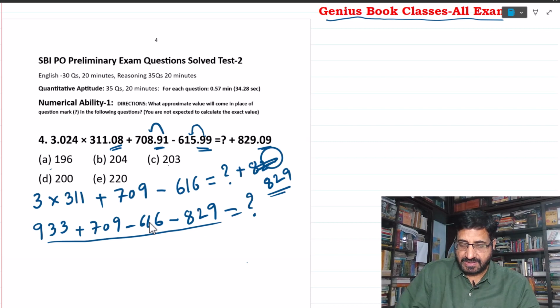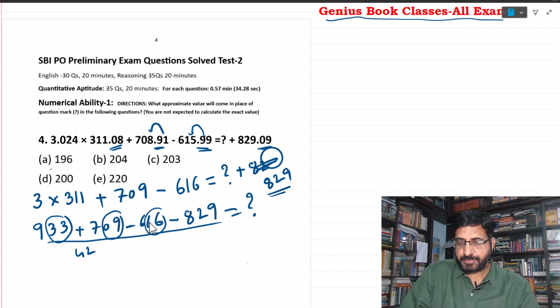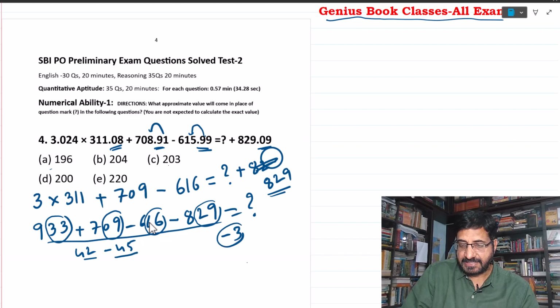Now what is 33 plus 9 is 42. I am adding this 33 and this 09. 42, 60, they are all minus, and 29. Minus 16 minus 29 will be how much? 39, 45. So it will be minus 45. This is larger and this is smaller, so you are getting minus 3 here. Let it be here. Now come to hundreds places.